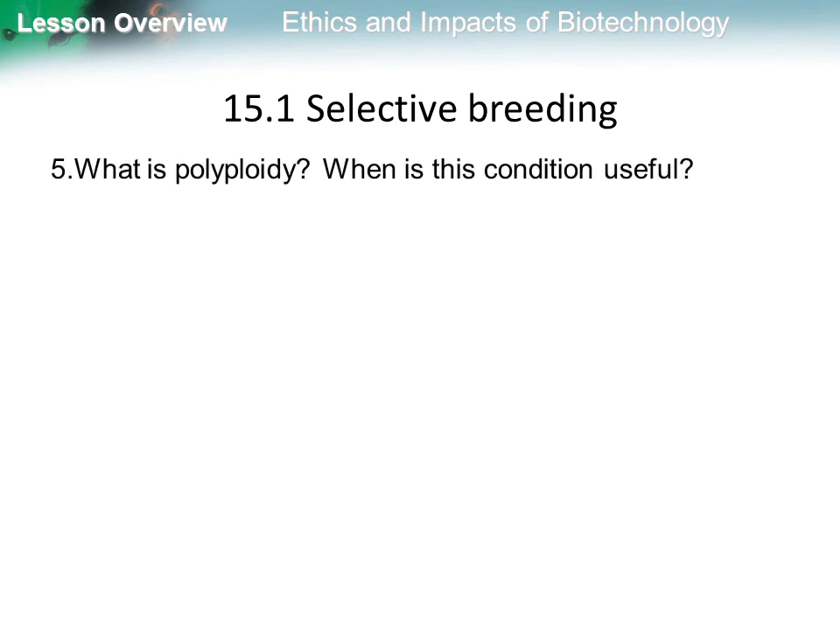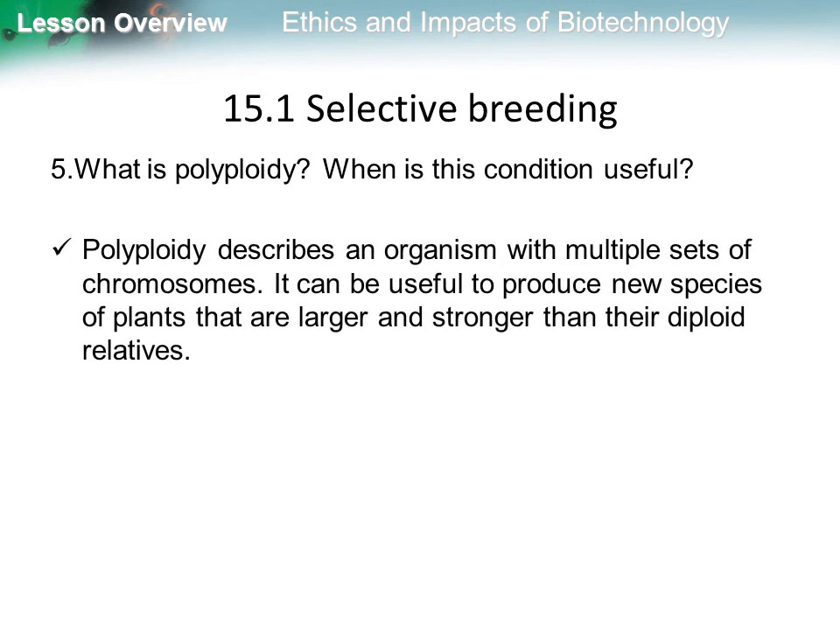Let's see question number 5. What is polyploidy? When is this condition useful? This is a very important question. The answer is polyploidy describes an organism with multiple sets of chromosomes. It can be useful to produce new species of plants that are larger and stronger than their diploid relatives.